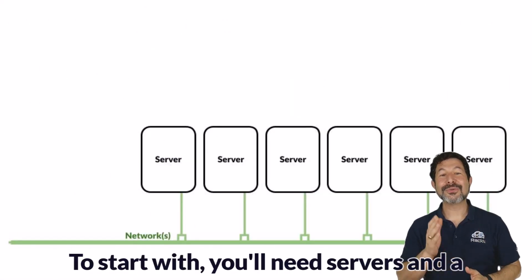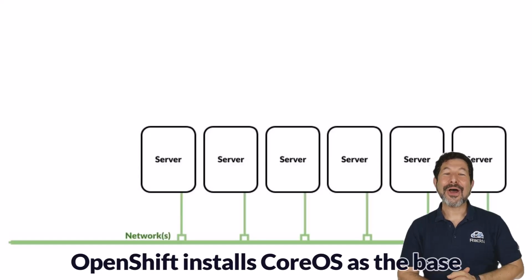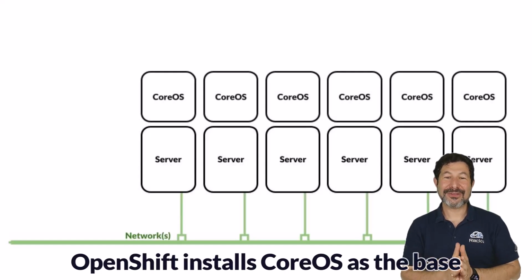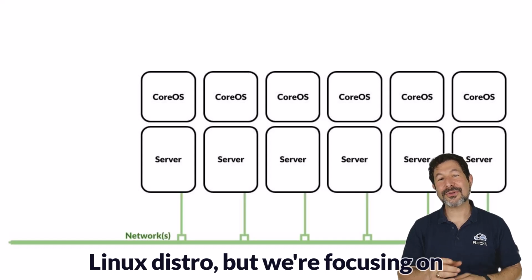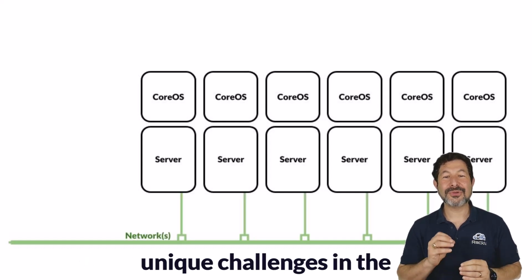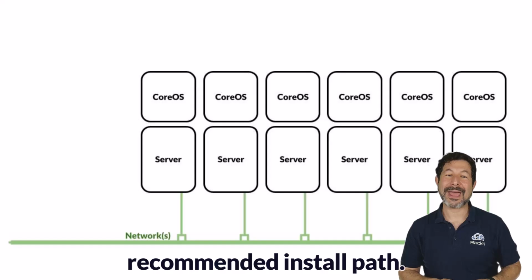To start with, you'll need servers and a network. OpenShift installs CoreOS as the base OS. You could also use RHEL or another Linux distro, but we're focusing on CoreOS because it introduces some unique challenges in the recommended install path.